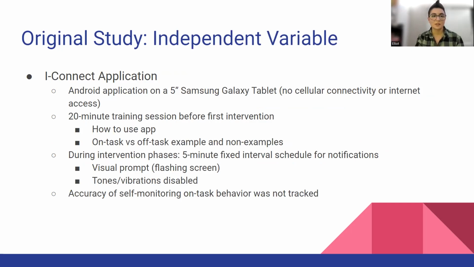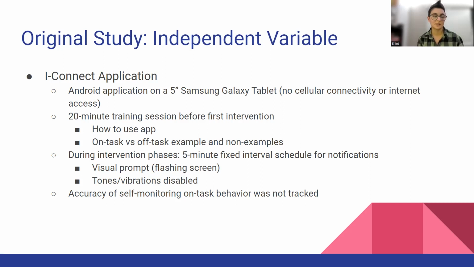So the independent variable was the iConnect application. So this is our intervention. They had the Android application on a 5-inch Samsung Galaxy tablet. They disabled any cellular connectivity or internet access.